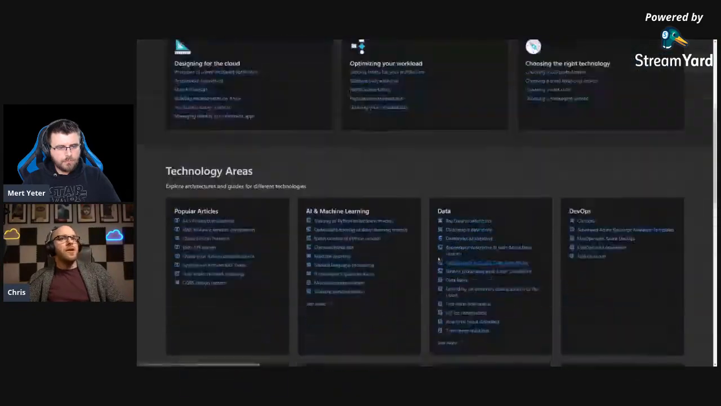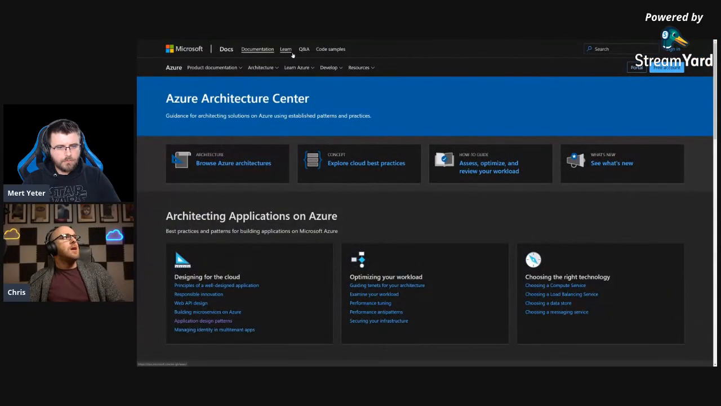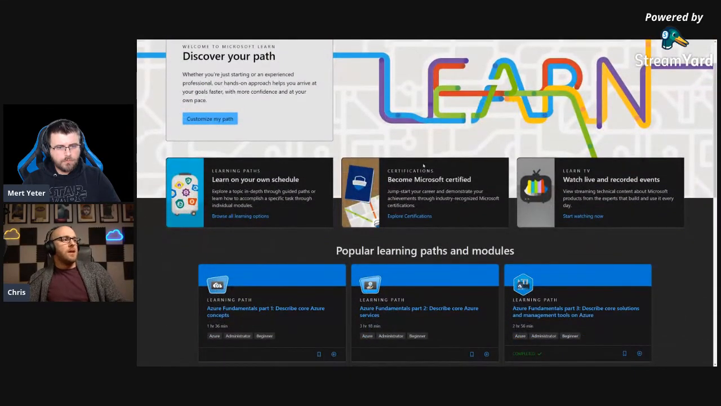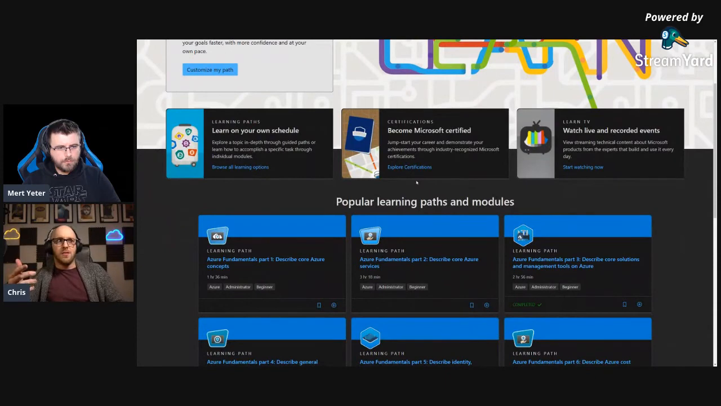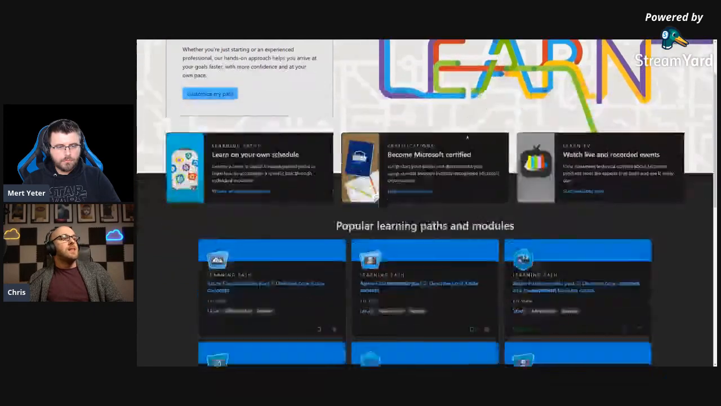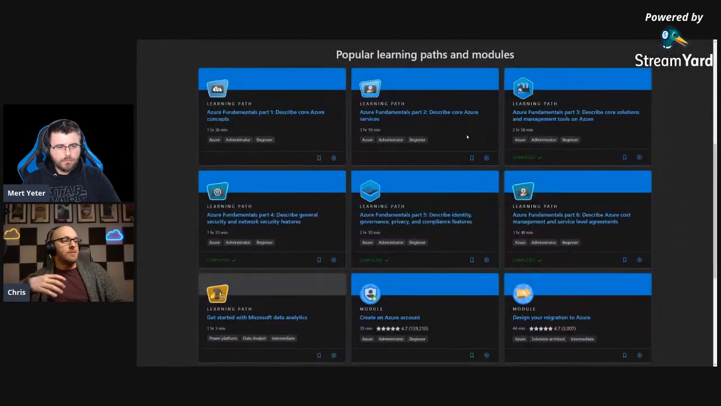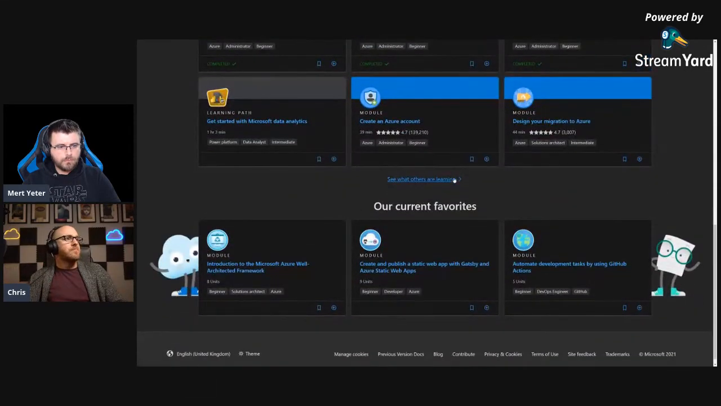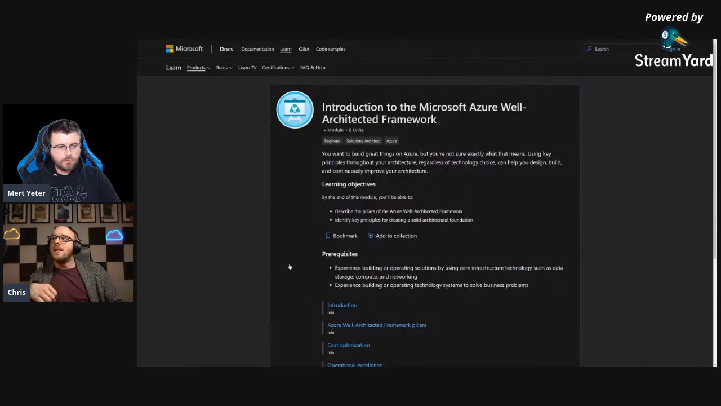There's also another area which might be useful, which is the Microsoft Learn platform. So if you haven't used Microsoft Learn already, definitely go and use it. It's a very, very good platform. And what you can do with Microsoft Learn is you can go ahead and look through these different learning paths, these different modules, for example. And for example, there's this one module in the bottom left here about the Microsoft Well-Architected Framework.